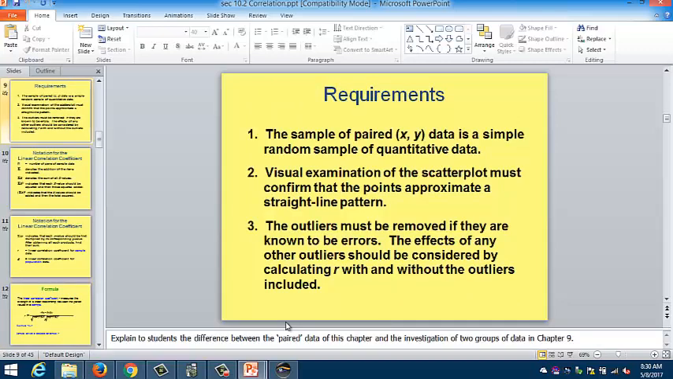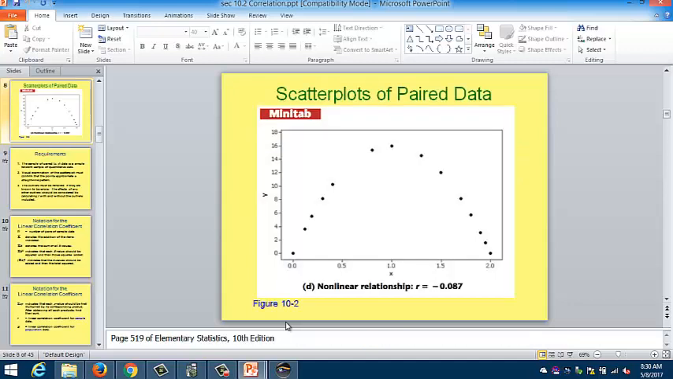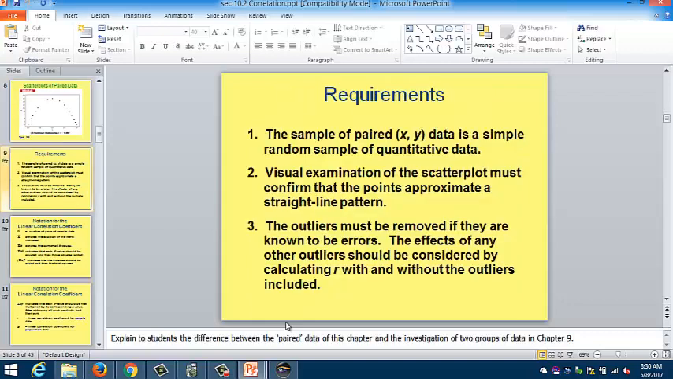Okay. Yeah, requirements. Let's see. Simple random sample. We've had that before. Oh, yeah. Number 2 says, make sure you have a line. Guys, you should look at a graph of the data before you start messing around with correlation coefficients. Why? Because if it's like this, you can do a lot of work for nothing. Right? Number 3. There it is. The outliers must be removed if they are known to be errors. And then, outliers can really mess around with R. Do you guys remember what an outlier is?